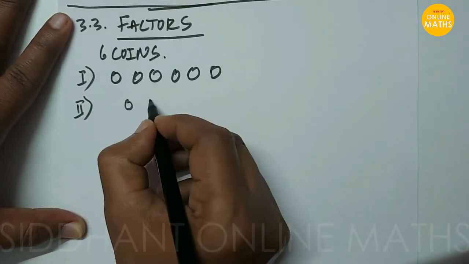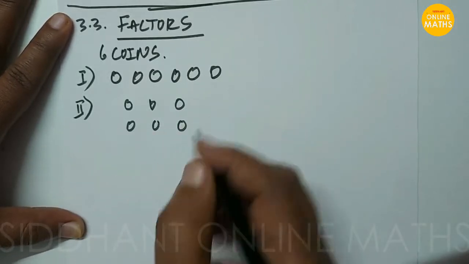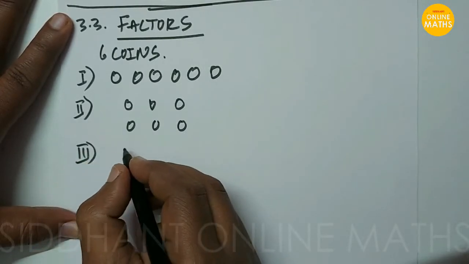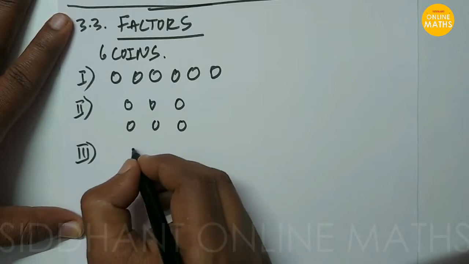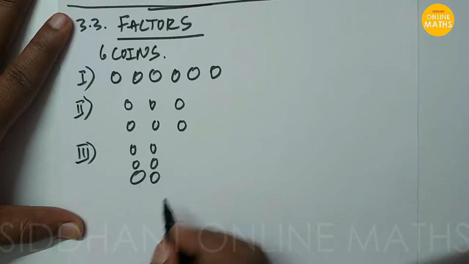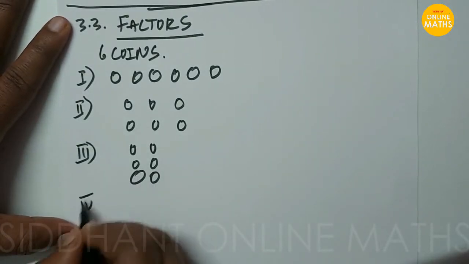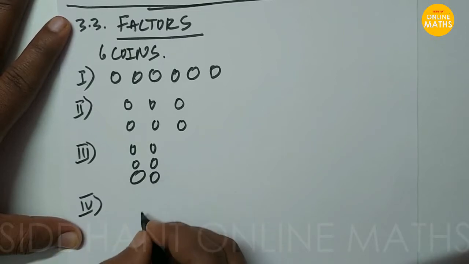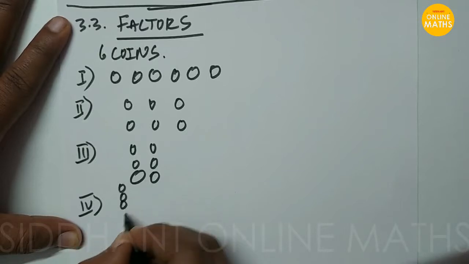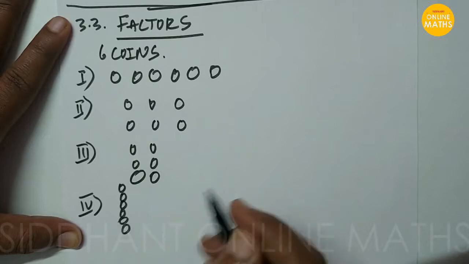So I arranged them in 2 rows and 3 columns. And in the third case, we can arrange them in 3 rows and 2 columns. So this is 3 rows and 2 columns. And we can also arrange them in one column. So this is the way we arrange 6 coins here.